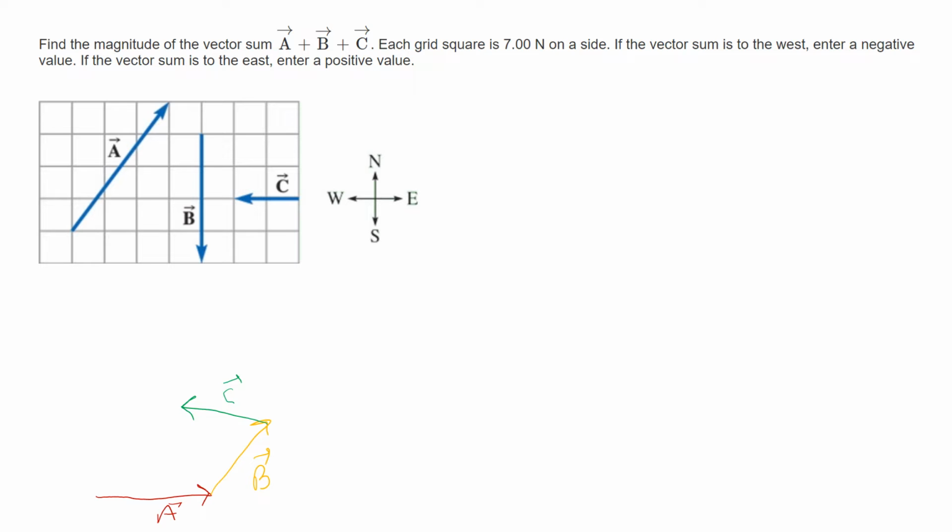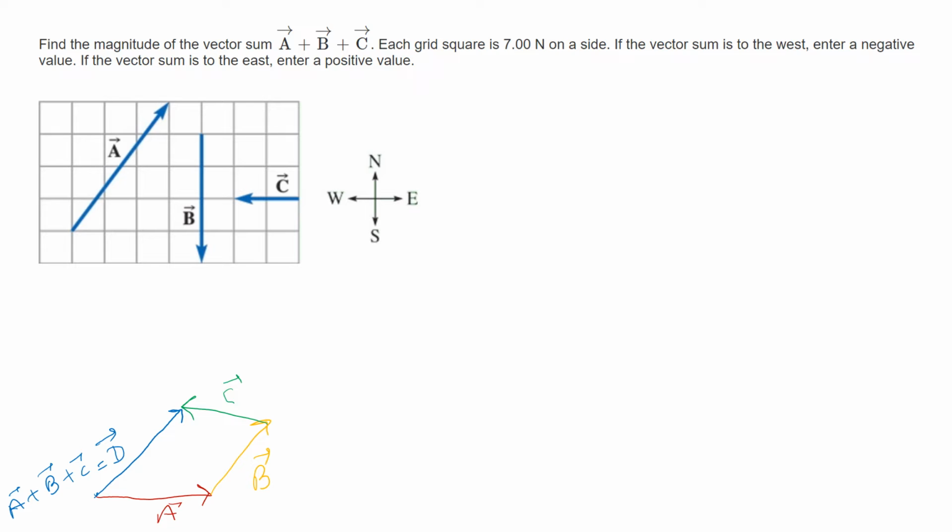diagram. The closing vector is going to start from the tail of A and join the tip of C, and this is the D vector. This is going to give us the sum of the vectors A plus B plus C. So this D here is A plus B plus C, the sum of these three vectors A, B and C.